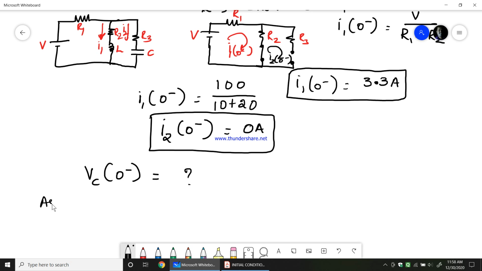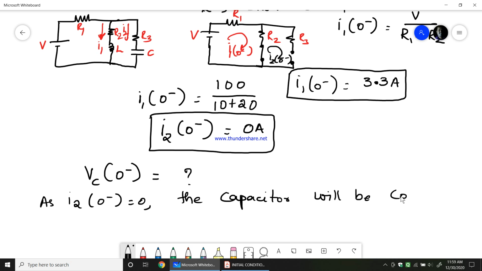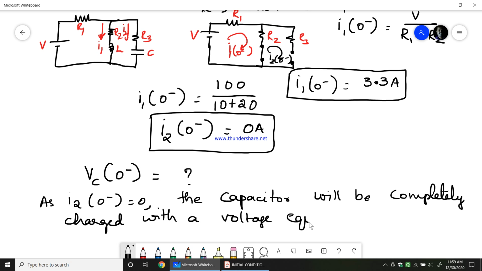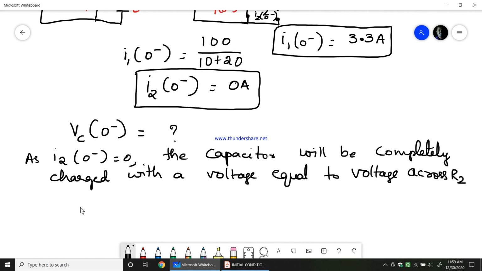As I2 of 0 minus equals 0, the capacitor will get completely charged with a voltage equal to the voltage across R2. So the capacitor will now get charged with the voltage across R2. Therefore, the voltage across R2 is VC of 0 minus.